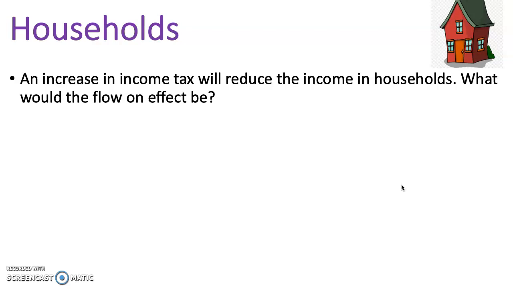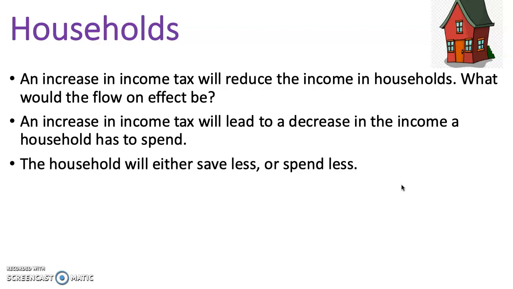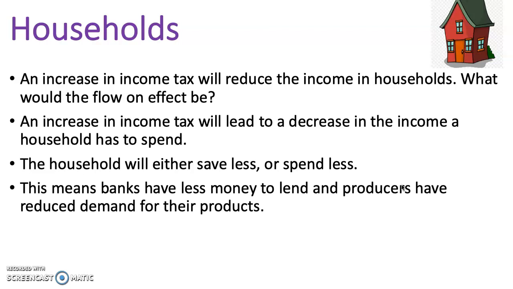And what are you going to do? If a household has less money to spend, they've got two options really. They can save less or spend less. If they save less, then that just means that less money is being taken out again because the money that they were putting into savings is just going to be spent. Or if they spend less, there will be less money going around in our circular flow.